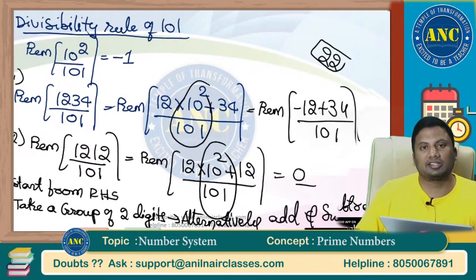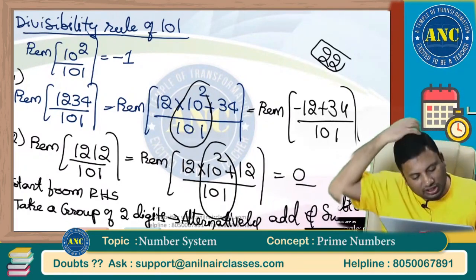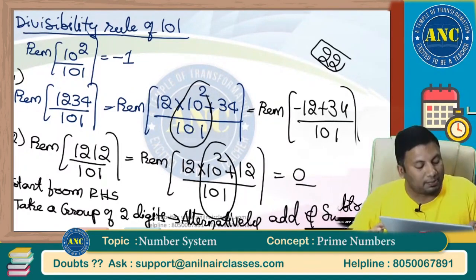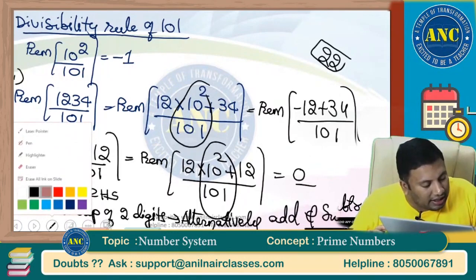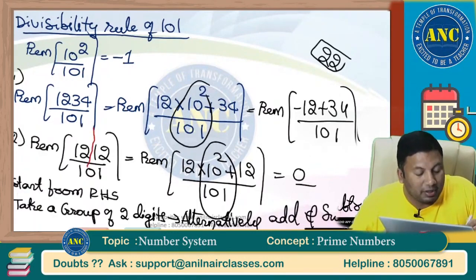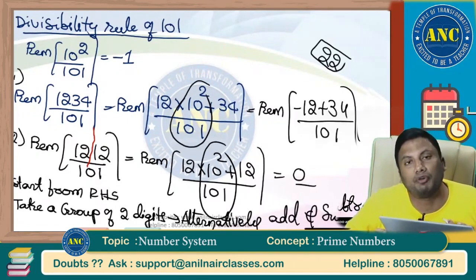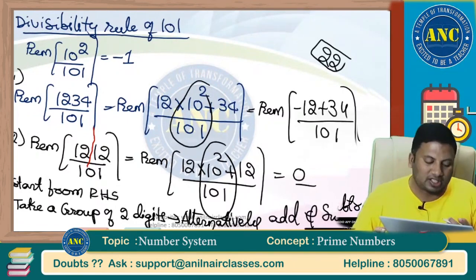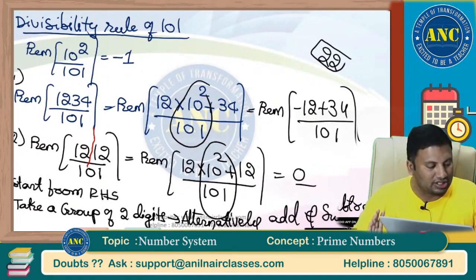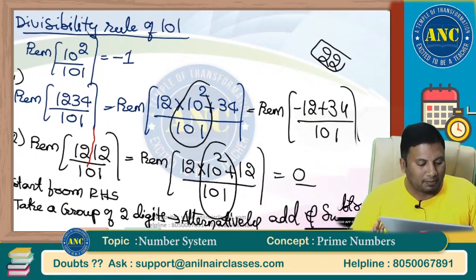Start from right hand side. Take a group of 2 digits. Alternatively add and subtract. Why are we doing alternatively add and subtract? Because 10 square divided by 101 gives remainder minus 1, and 10 power 4 divided by 101 gives remainder plus 1. Take a group of 2 digits, alternatively plus or minus 1.